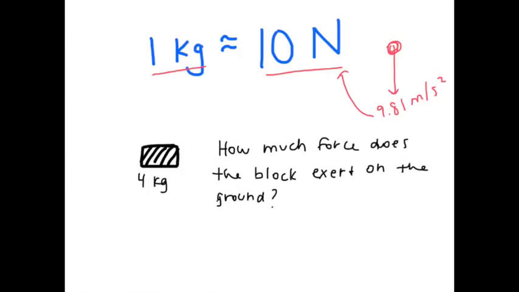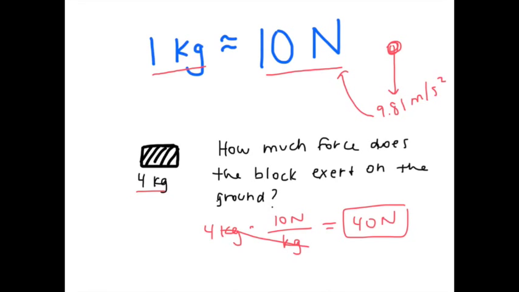So we'll look at a sample problem. We have this box that weighs 4 kilograms. How much force does the block exert on the ground? So essentially we're looking for the block's weight in newtons. Well, we have 4 kilograms. We know that 1 kilogram will be 10 newtons, so that's 10 newtons per kilogram. We can cancel out the units and do this conversion to find that the block weighs 40 newtons. That's how much force it exerts on the ground.